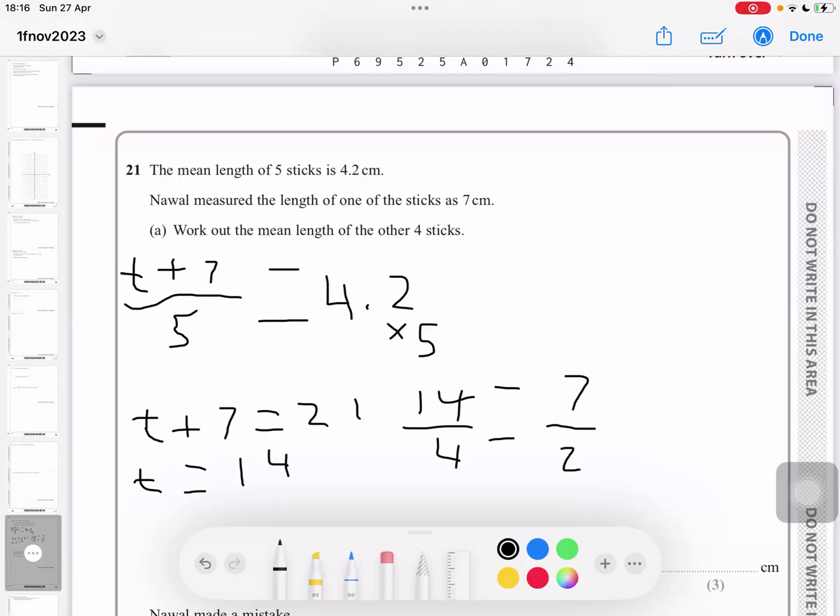which is the final answer. I think most likely they will want you to write it as a decimal. So 3.5, a half is 0.5. So 3.5 is as good as 3.5.